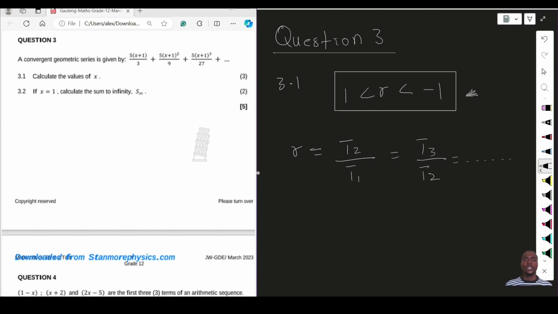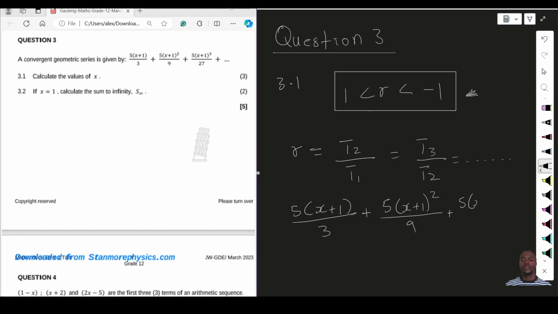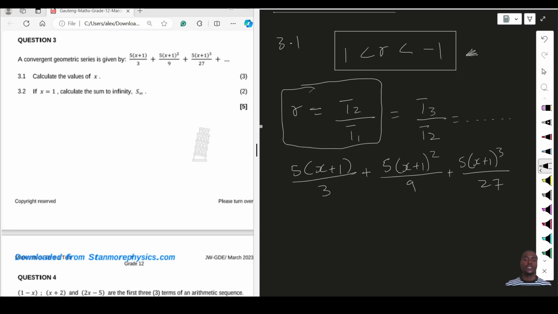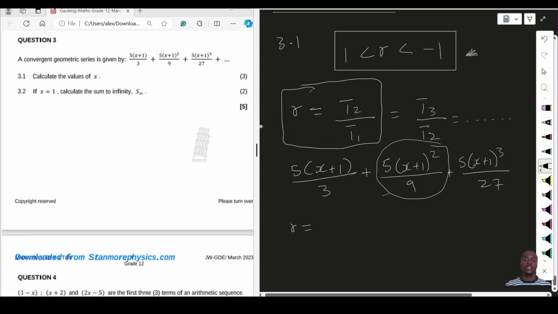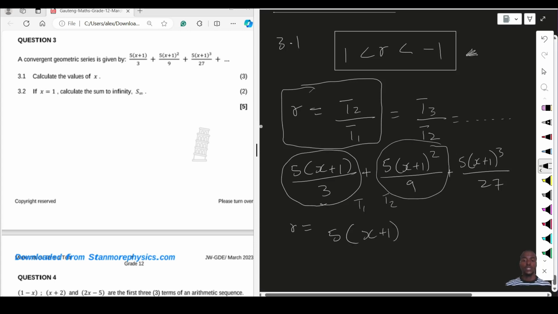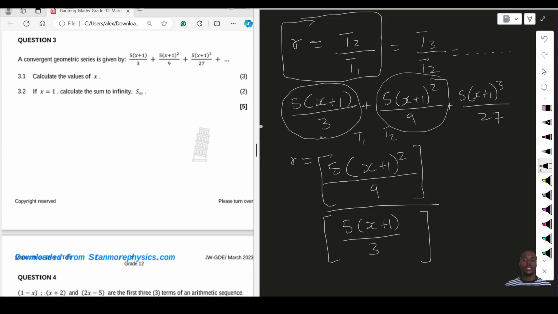So what you need to do is, okay, let's take the 5x plus 1 all over 3, plus 5x plus 1 squared divided by 9, plus 5x plus 1 cubed, then it grows by 3, then it's 27. So they say we must calculate the x value. Remember this condition here. So I can say r is equal to term number 2, this is t2, divided by term number 1, this is t1. So term number 2, which is 5x plus 1 squared all over 9, divided by term number 1, which is 5x plus 1 all over 3. Please rewind if you did not hear what I'm trying to say here.